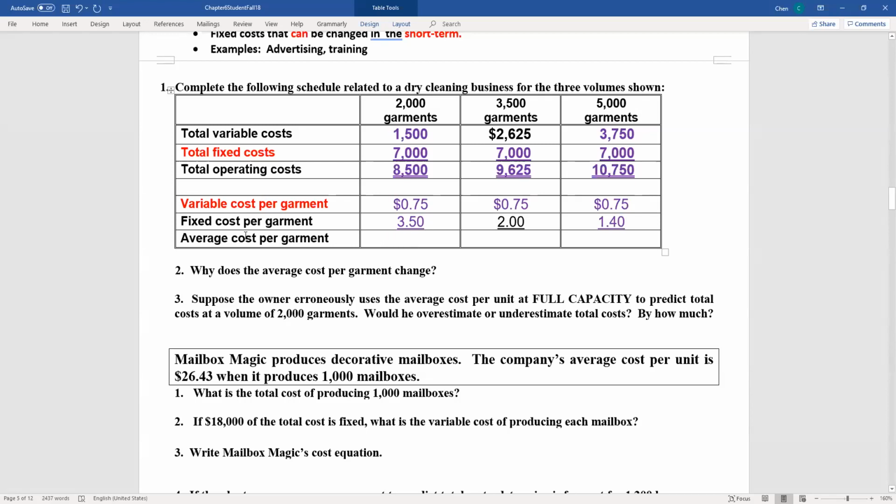And then average cost per garment will be the total average cost of these. So let's add these up. It's 4.25. This is 2.75. 2.15. Okay. So you have to be very, very familiar with what we did on this table. Then you will be at least good for 80% of this chapter.